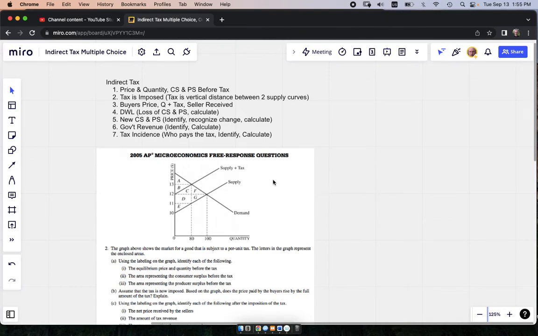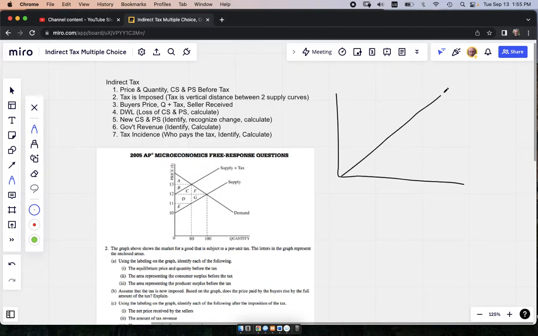All right, so let's look at indirect tax today. In essence, all an indirect tax is that they're going to give you a supply and a demand curve, or they're going to ask you to draw one. And they're going to want you to find a few things first.